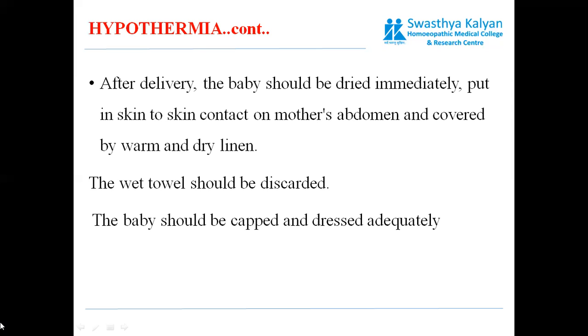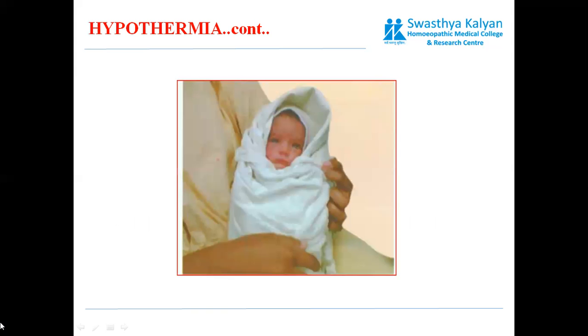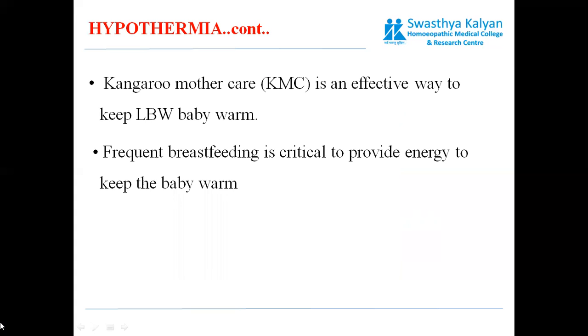Then kangaroo mother care, skin to skin contact, is a step in the warm chain. Skin to skin contact means kangaroo mother care, and it is the best way to keep the low birth weight baby warm. Here is the image showing how the baby should be wrapped in dry linen. Kangaroo mother care is the effective way to keep the low birth weight baby warm. Then breastfeeding. Frequent breastfeeding is very important. It is very critical to provide energy to keep the baby warm.